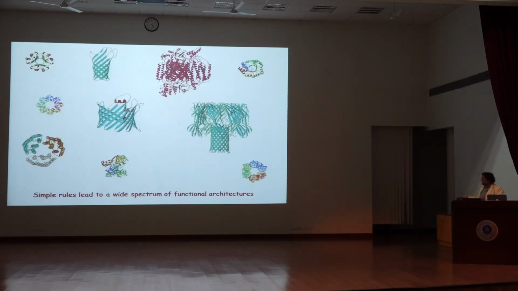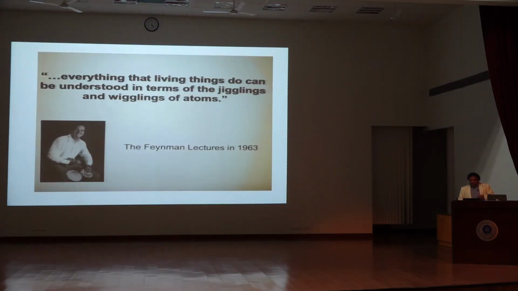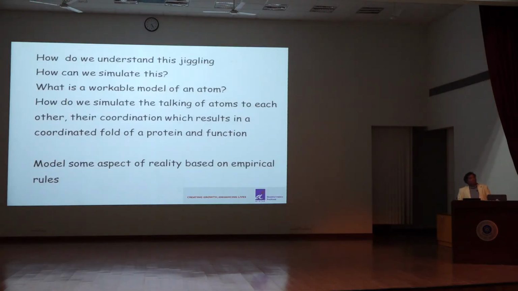And it is exactly these kinds of simple rules, well, let's hope that they are simple, that lead to this vast spectrum of, this is just a snapshot of the vast spectrum of molecular architectures of proteins that perform diverse functions. Okay. So of course one can always go back to this maverick genius, Feynman, who just said that you really could understand everything in terms of the jigglings and wigglings of atoms, which is what we will try and do now.